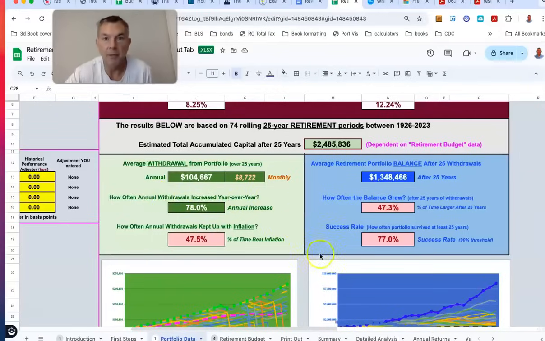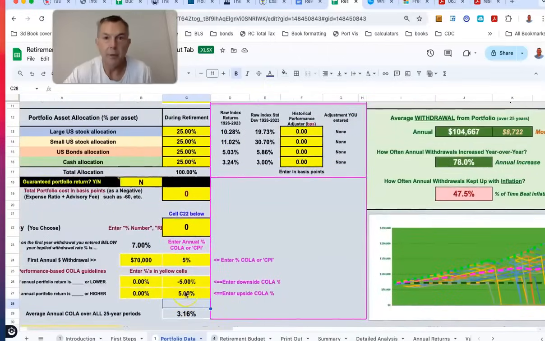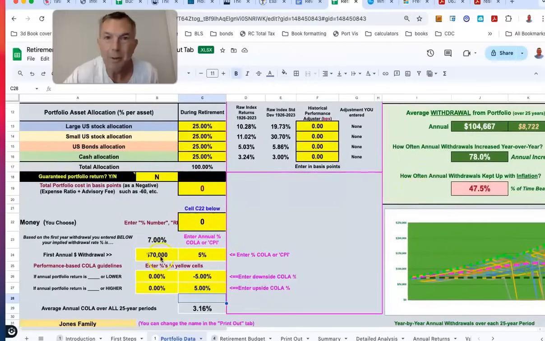78%. And they kept up with inflation 47.5% of the time. Now remember, I'm only using a 5% increase anyway. So inherently, if we have inflation above 5, I will not increase with that. And if we have a market that goes down, I will not increase with inflation. So I've kind of handcuffed myself to some regard, but that doesn't matter because I'm starting out with $70,000.